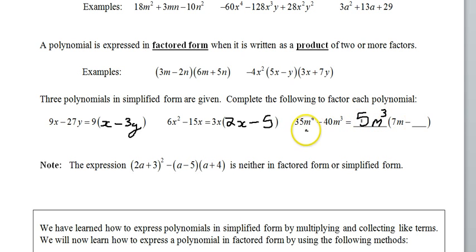5 times 7 to give me 35, and I need another m to get the m to the 4th, minus, I already have the m cubed, so just divide 40 by 5, and we get minus 8.